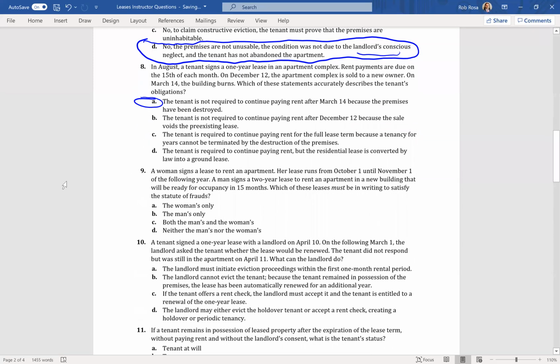All right, number 9, a woman signs a lease to rent an apartment. Her lease runs from October 1st until November 1st of the following year. A man signs a 2-year lease to rent an apartment in a new building that will be ready for occupancy in 15 months. Which of these leases must be in writing to satisfy the statute of frauds?